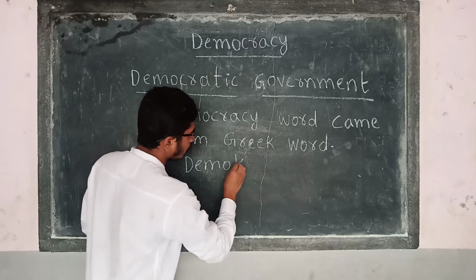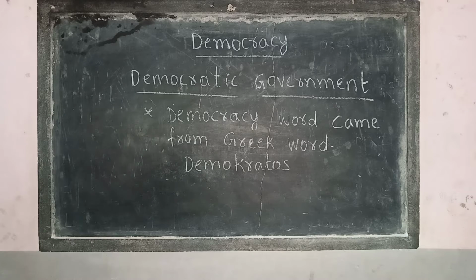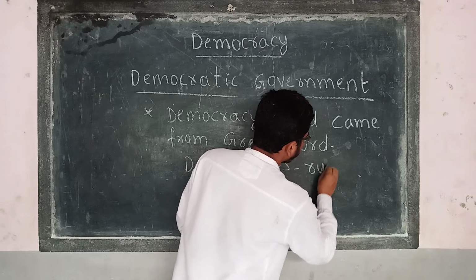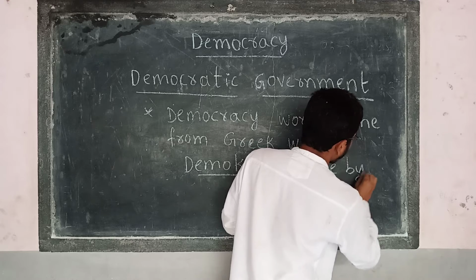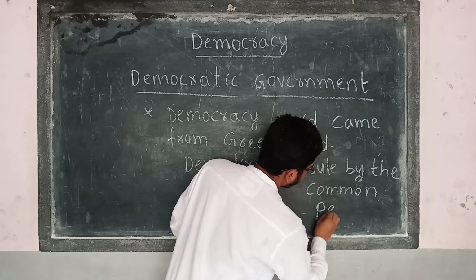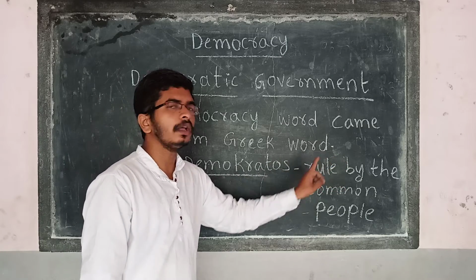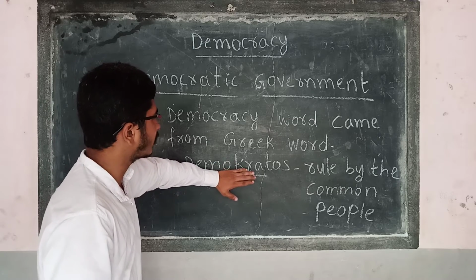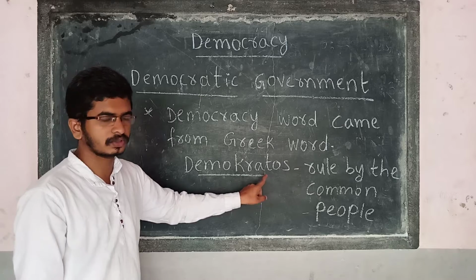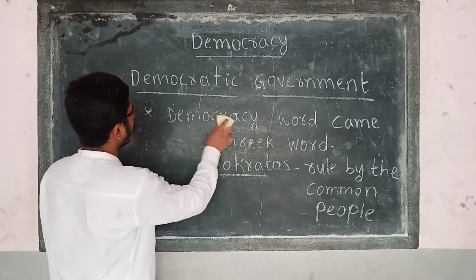In Greek they say demokratos. That means in the Greek language, demokratos means ruled by the common people. You have to note each and every point. That is the reason this word changed into democracy. So the word democracy came from the Greek word demokratos, ruled by the common people. You have noted it here.